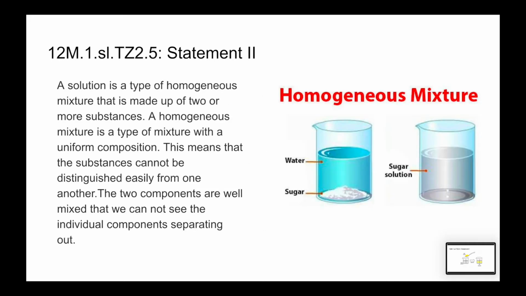As I mentioned while explaining solvents and solutes, a solution is a type of homogeneous mixture, and it is made up of two or more substances. A homogeneous mixture is a type of mixture with a uniform composition. This means that the substances cannot easily be distinguished from one another. The two components are so well mixed and dissolved that we cannot see the individual components separating out. Another example would be water and sugar, which creates sugar solution. You can't really separate the sugar from the water easily, and you cannot see them. They're in a uniform composition. This means that statement 2 is also correct.